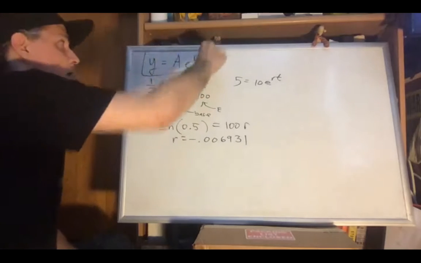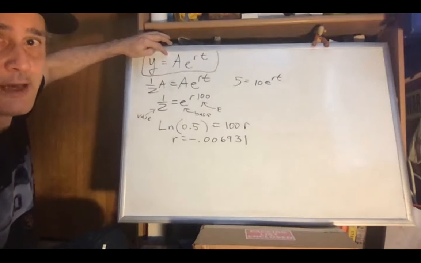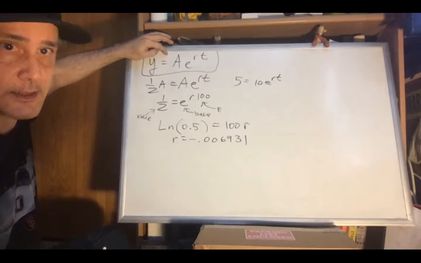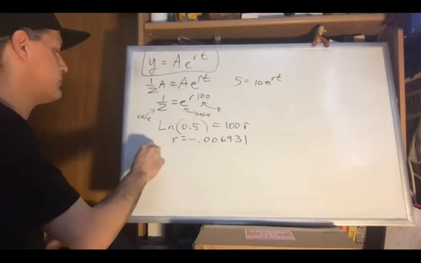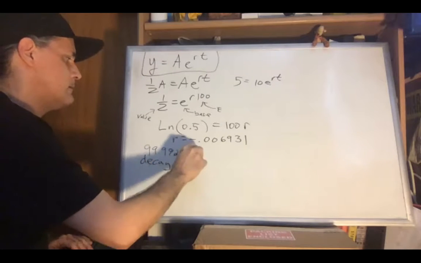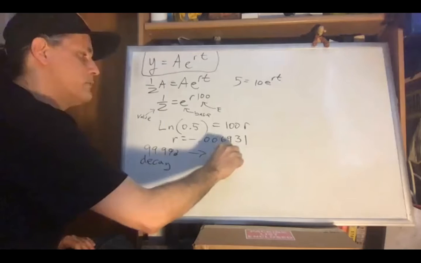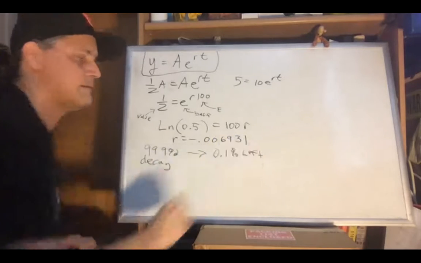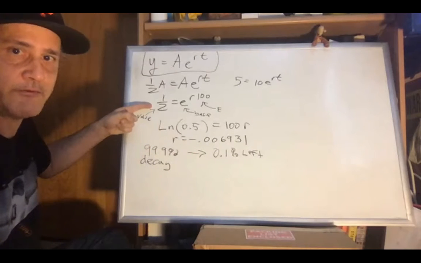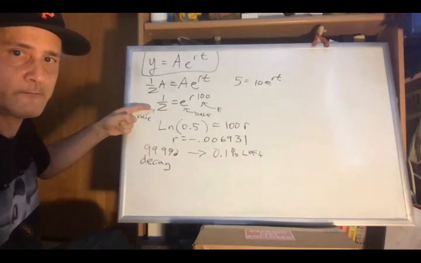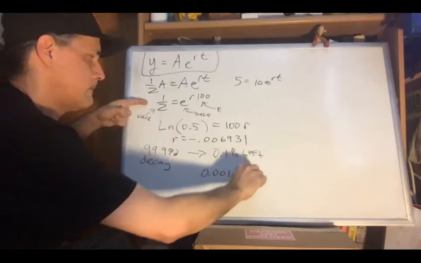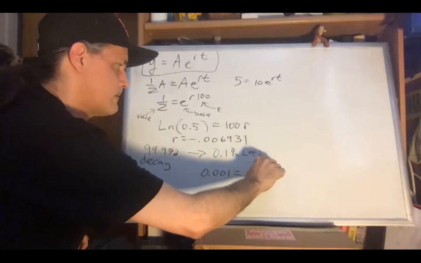Okay, so for the next part of the problem, we want to take this and determine when we have 99.9% decay. Well, if we have 99.9% decay, then that means we have 0.1% left. So we're going to solve this problem. Mr. Napoli, I think it would be 0.01.